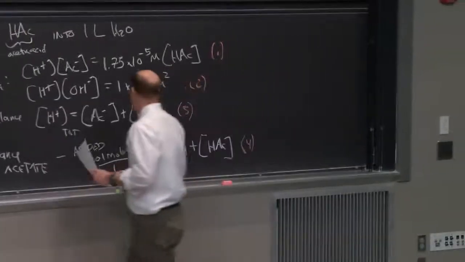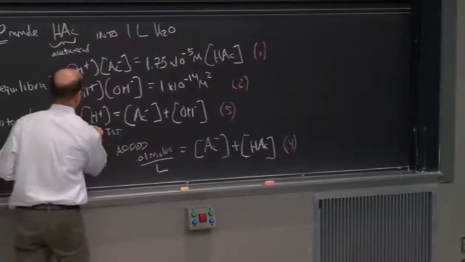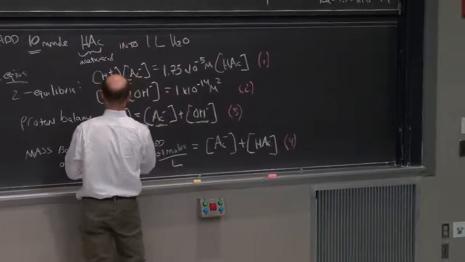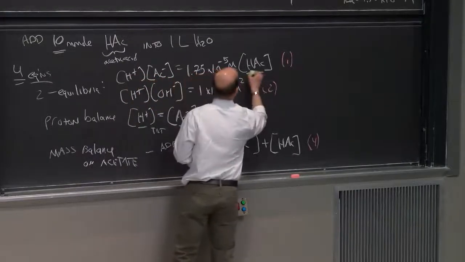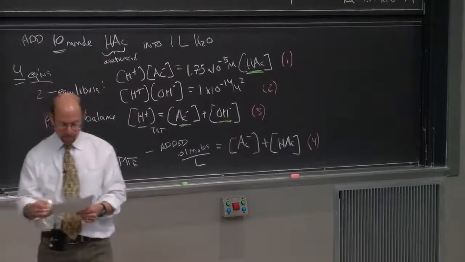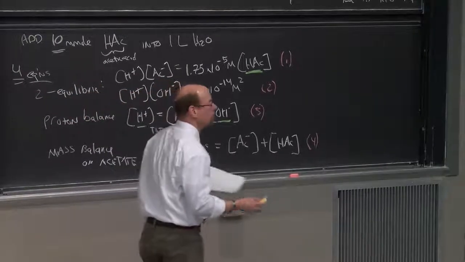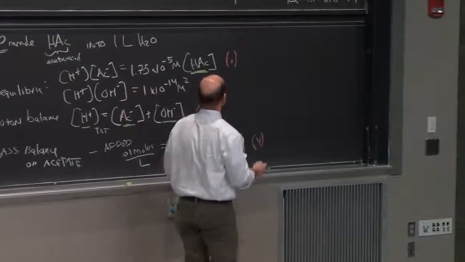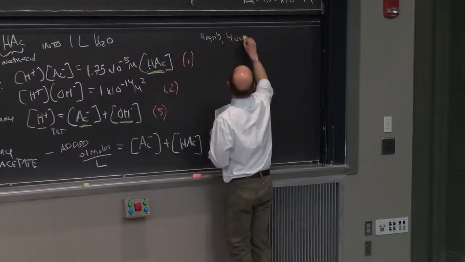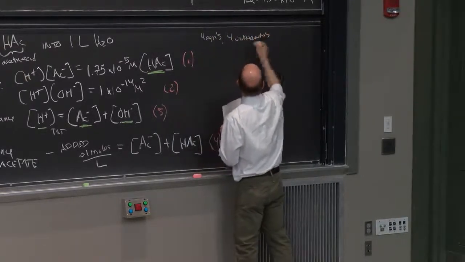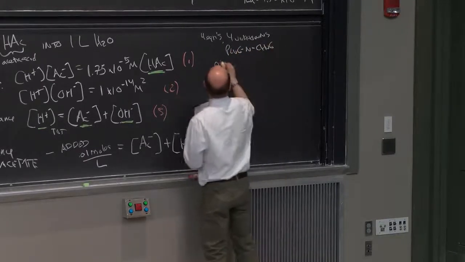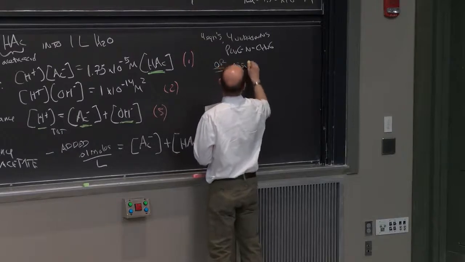Now, I have 4 equations and I have 4 unknowns: protons, hydroxide anions, acetate anions, and undissociated acetic acid. 4 equations, 4 unknowns. I could plug and chug. Or I could make some assumptions.